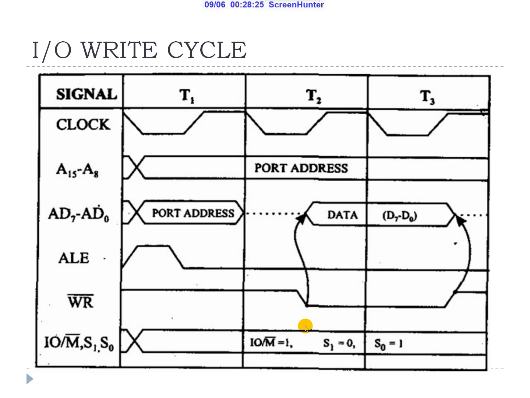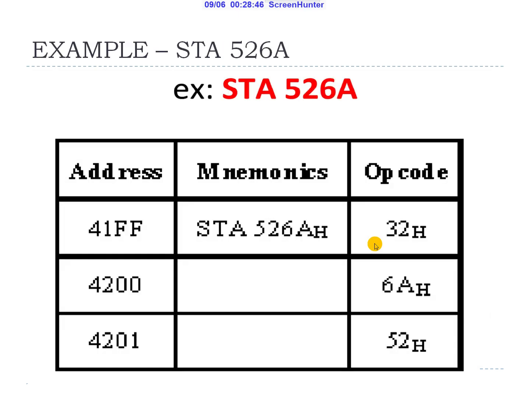So for input output bar memory bar, for input output it will be 1, for memory cycles it will be 0. For reading, S0 S1 is going to be 0 1, and for writing, S0 S1 is going to be 1 0. So that is the main thing that you have to keep in mind.